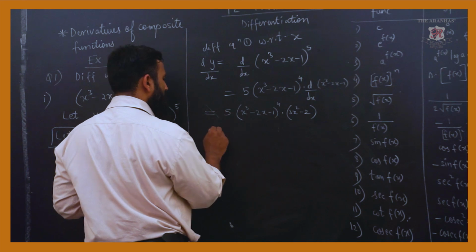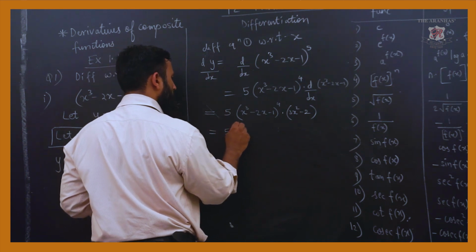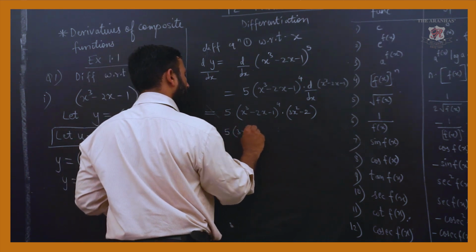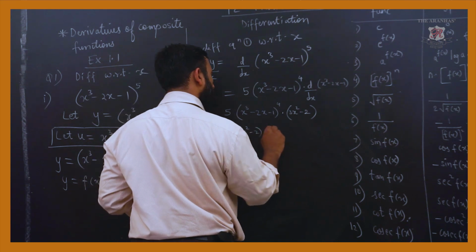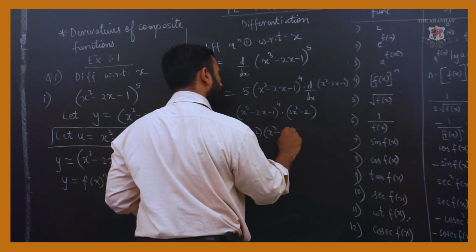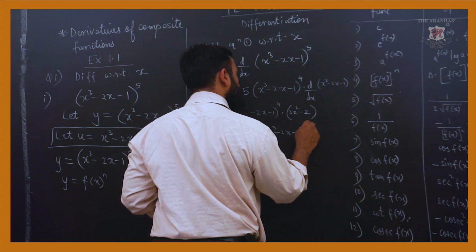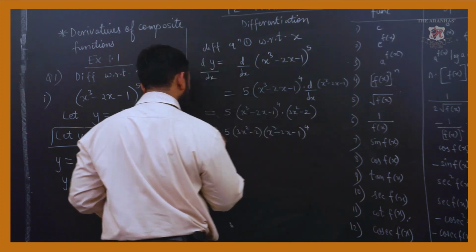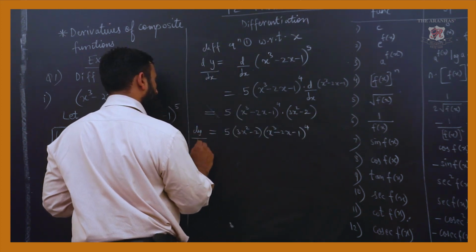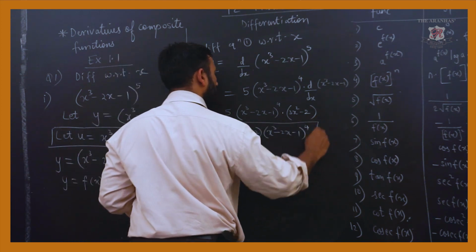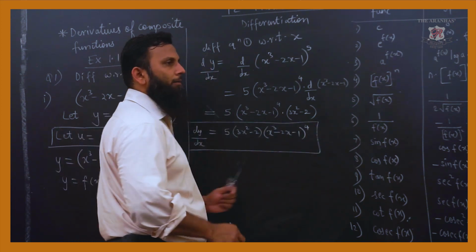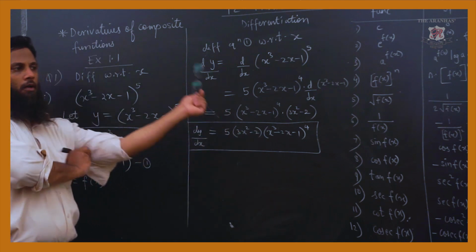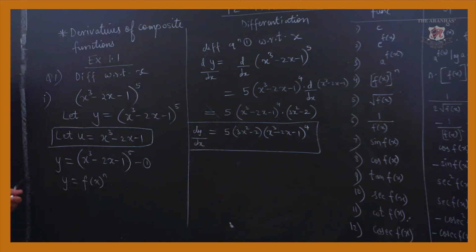So if I rearrange them, it will look somewhat like this: 5(3x² − 2)(x³ − 2x − 1)⁴. This will be our final dy by dx. So I hope that this method is clear, where I directly went through the listed formula.